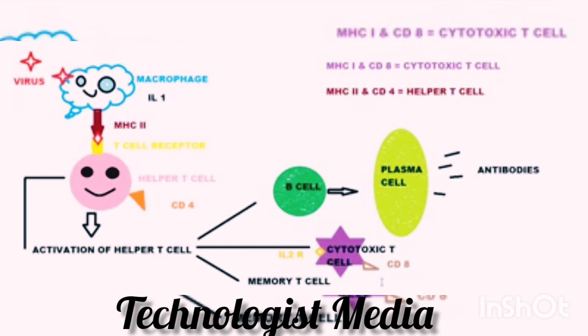The third one is the memory T cell, which gets activated by the interleukins, and interleukin-2 also causes the further activation of the helper T cell.